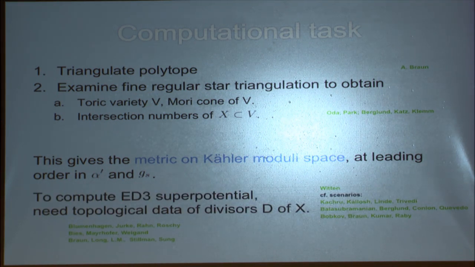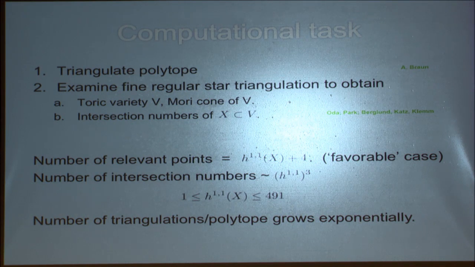Now, if you want to compute the superpotential in addition, you need further topological data, not just intersection numbers. I won't go into that now. I'm happy to chat about it afterward if anyone cares about that. The trouble is the following. The number of points that matter, the number of points that you have to connect by edges, by triangles, and the like, is h11 plus 4. And the number of intersection numbers that you have to examine goes like h11 cubed. And h11 goes up to 491.